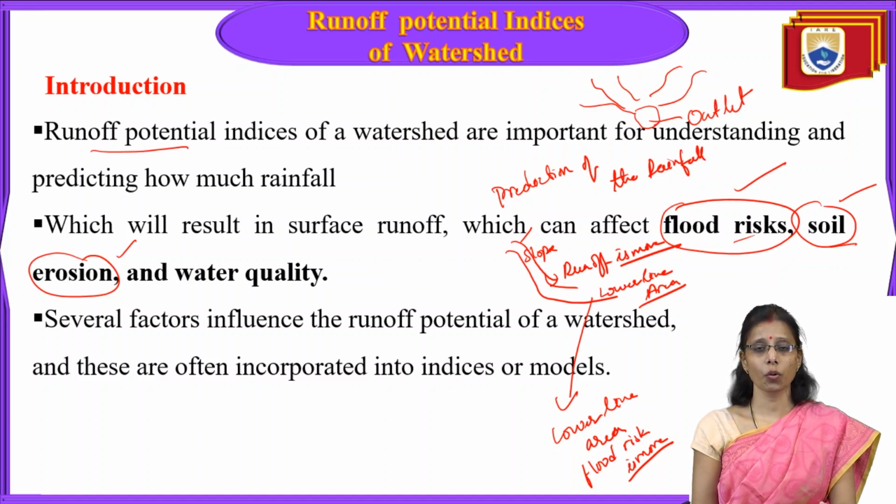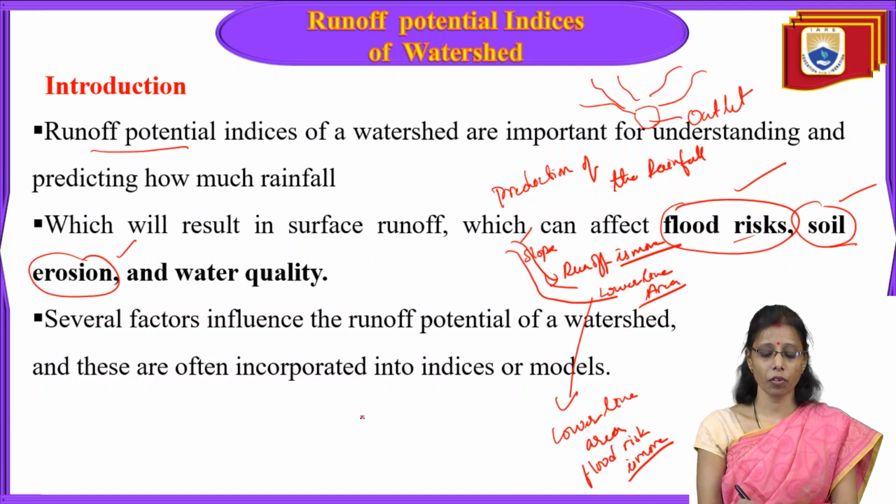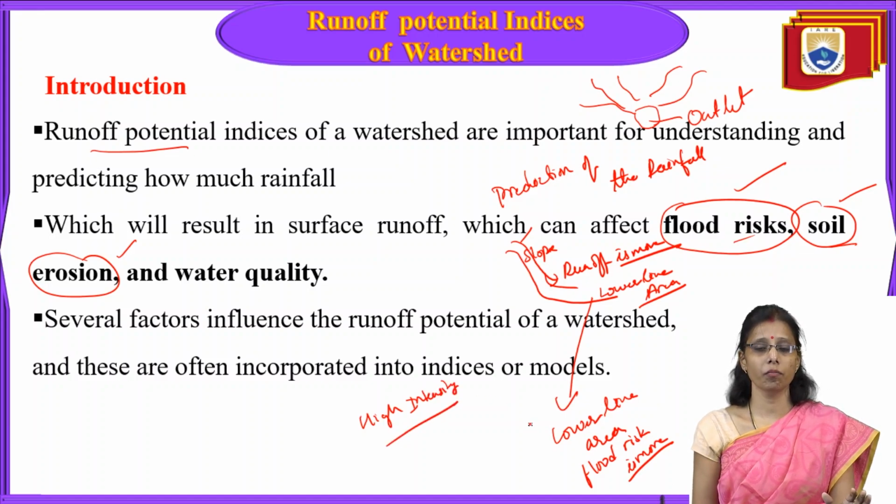Through this mapping, we can see the rainfall areas wherever the rainfall-runoff relation is there. Based on that, we can try to understand which areas are vulnerable, which areas are under the flood risk zone, and which areas are under the soil erosion zone. Soil erosion will take place due to high intensity rainfall. If the intensity of the rainfall is high, the water will remove the top layer of the soil.